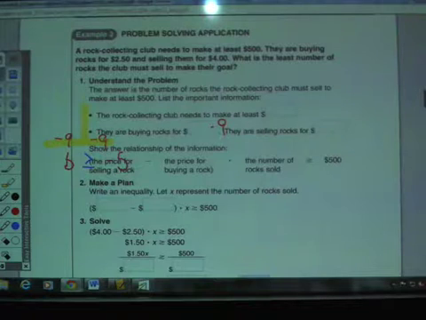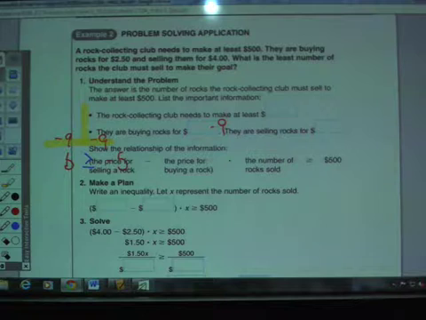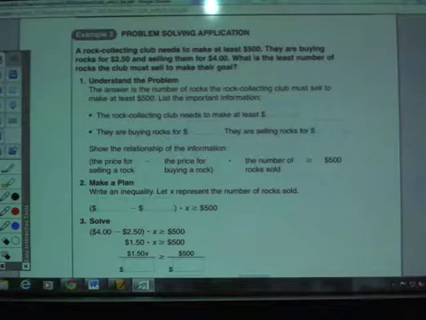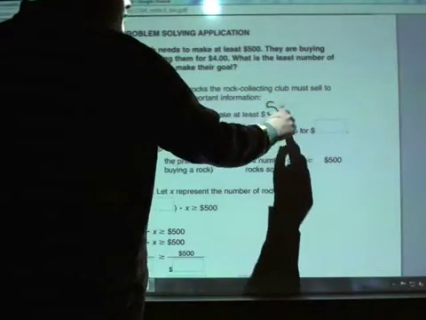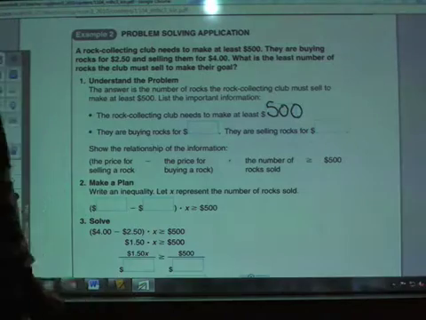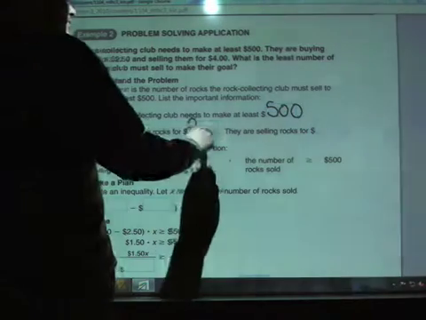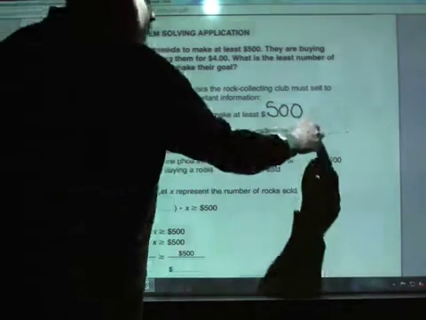All right, here's number 2. Number 2 says a rock collecting club needs to make at least $500. They're buying rocks for $2.50 and selling them for $4. What is the least number of rocks the club must sell to make their goal? So we're going to fill in the important information here. The answer is the number of rocks the collecting club has to sell to make $500. They need to make at least $500. They're buying the rocks for $2.50 and they're selling them for $4.